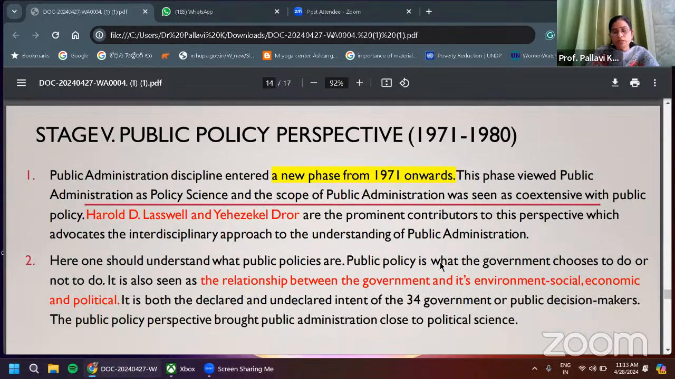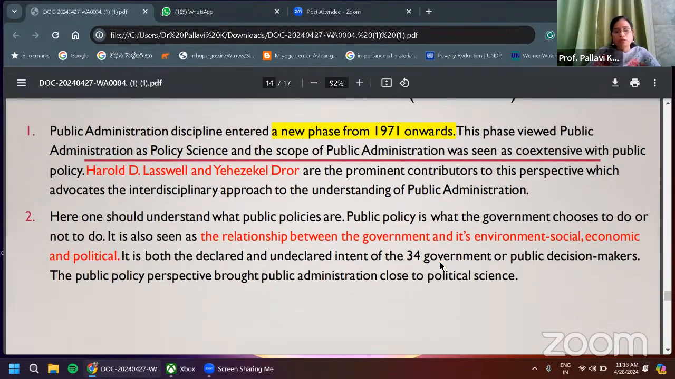Then the fifth stage is the public policy perspective. The major contributors to this policy perspective are Harold D. Lasswell and Dror. They are the major contributors in understanding that a multidisciplinary approach is very much essential for public administration. Slowly you will come to understand this later, when you study the different concepts, you will be able to understand how important the multidisciplinary or interdisciplinary approach is and how it is relevant to public administration.